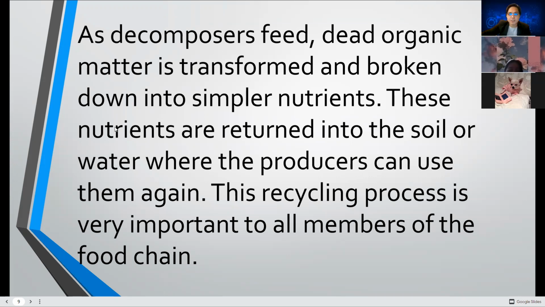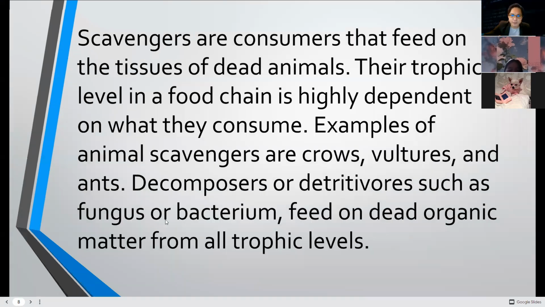Scavengers tend to eat dead organic material. Yes, they actually feed on dead organic material, but they are not the ones responsible for returning the nutrients. They consume it for their own good. But talking about decomposers, they consume it because they will return it to the soil.